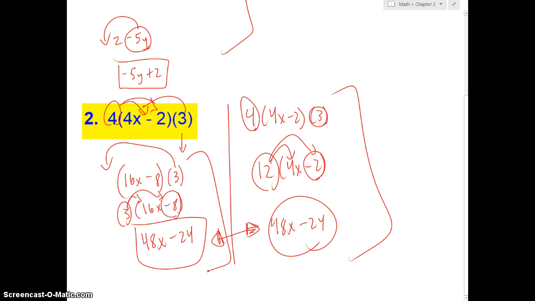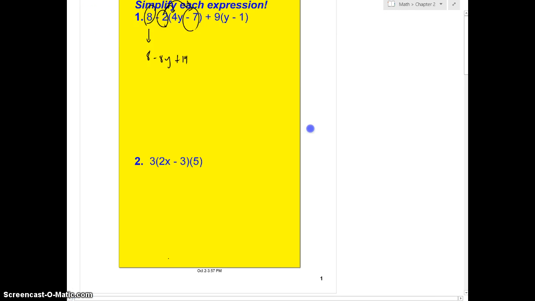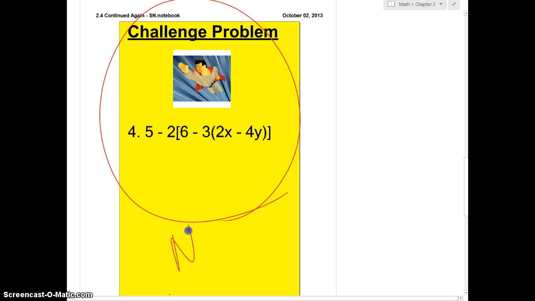Yesterday in your notes on the 2.4 continued, there was a challenge problem, and it looked like this right here. Okay, this type of problem will not be on the quiz. Do not freak out if you can't do it. If you can do it, that's pretty awesome. But this will not be on the quiz.